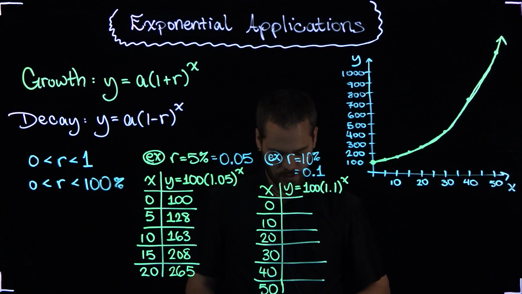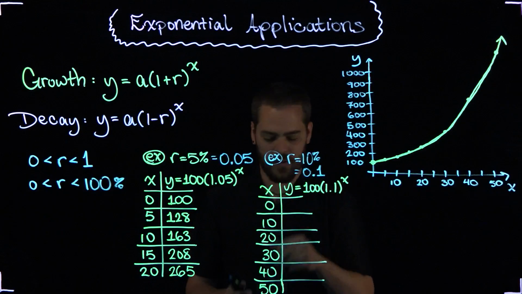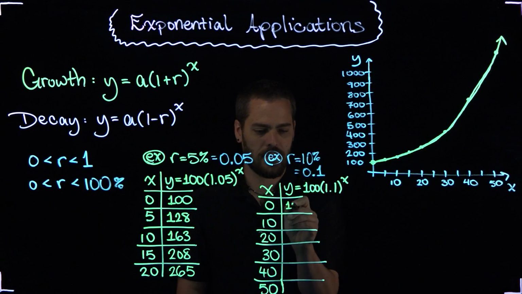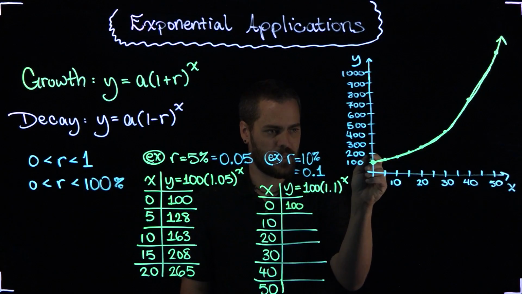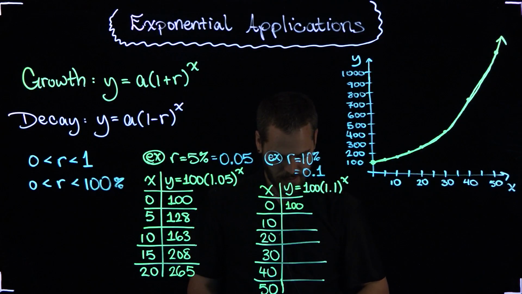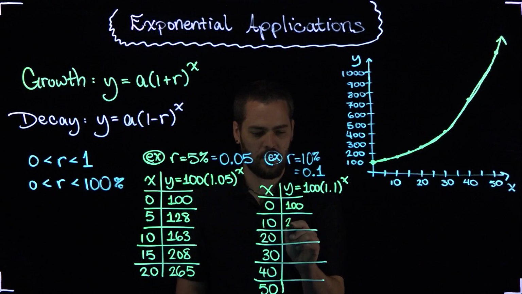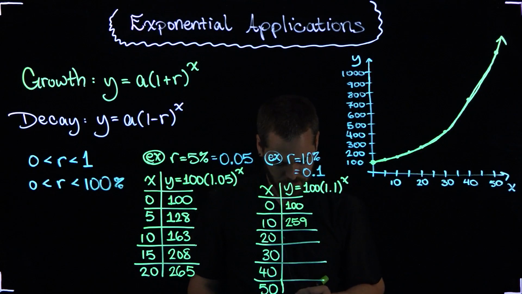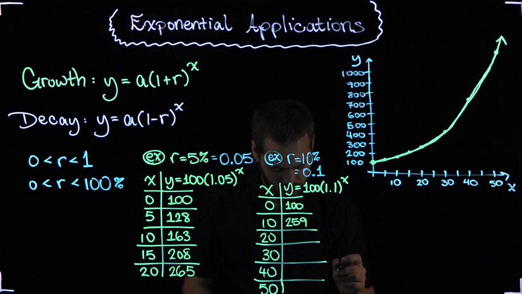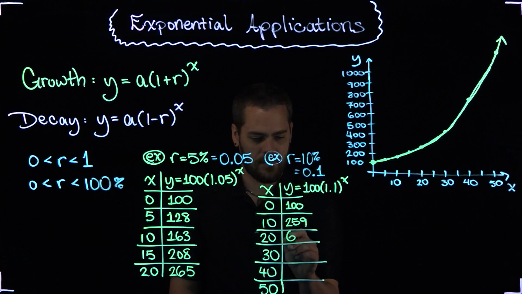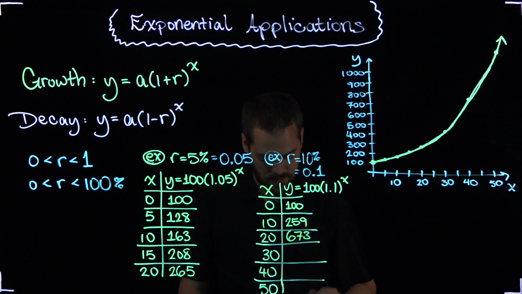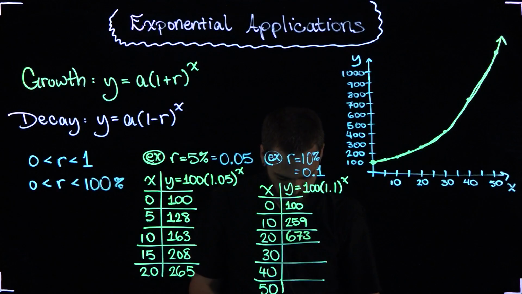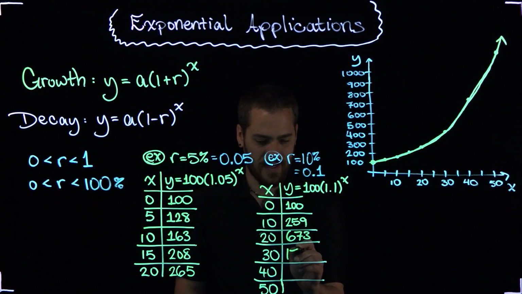There we go. So at 0, again, anything to the 0 power is 1, so we have our initial investment. That would, of course, start the same on the graph. After 10 years, it looks like we've got 259 about. Okay, I'm just going to write all the values and then plot it. After 20 years, looks like we've got 673. Wow, okay. After 30 years, 1745.